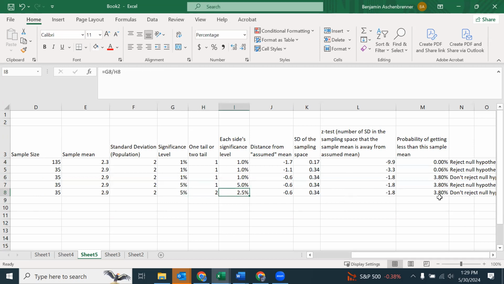And then it's a simple, is it less than that or is it not? If it's less than that, then we met the significance criteria and we reject the null hypothesis. If it's not less than the significance level, then we don't have enough evidence and we have to move on with our lives or go back and study it some more.